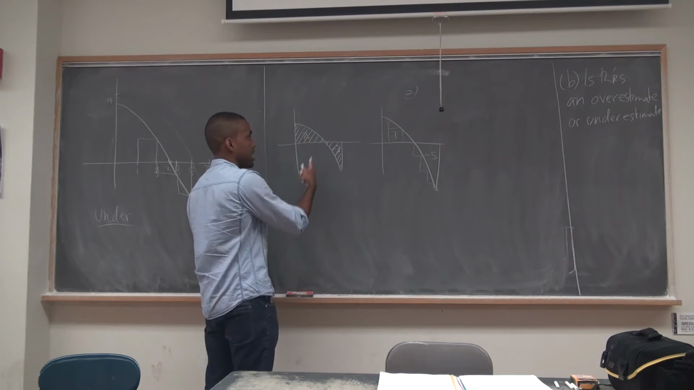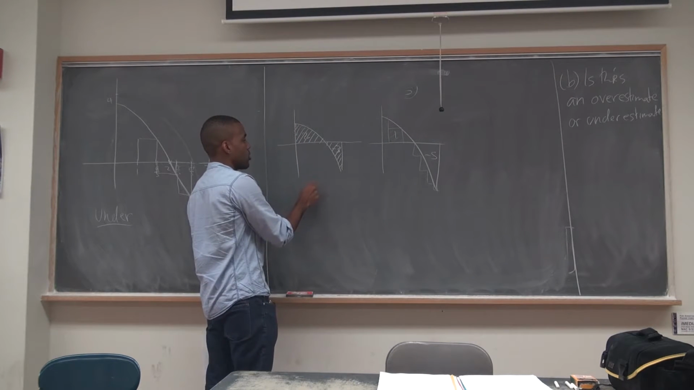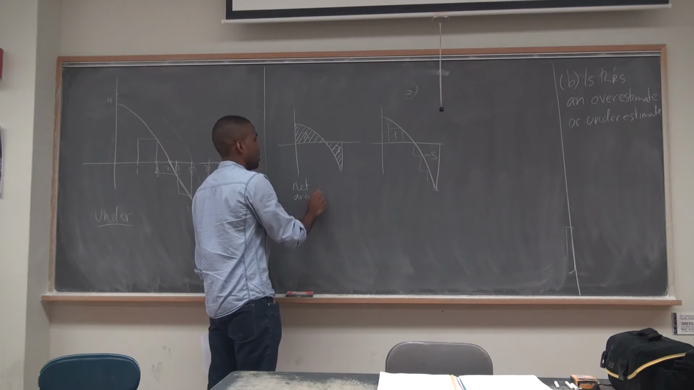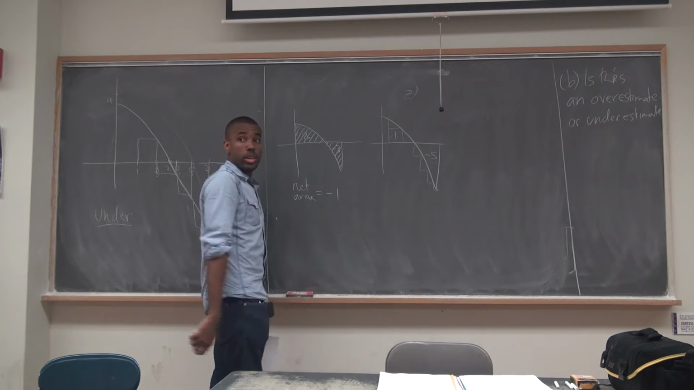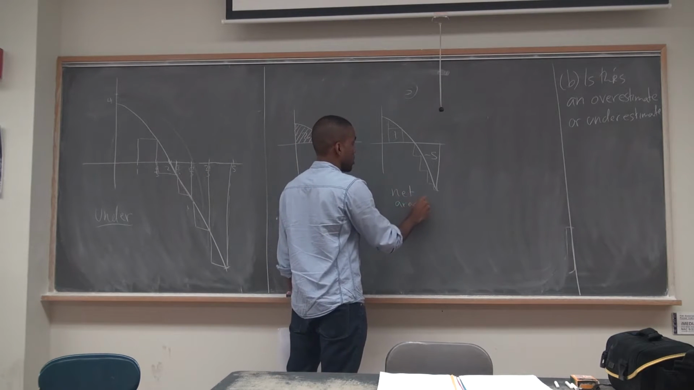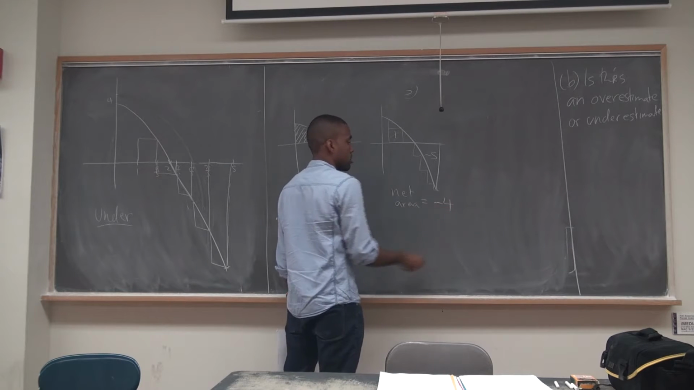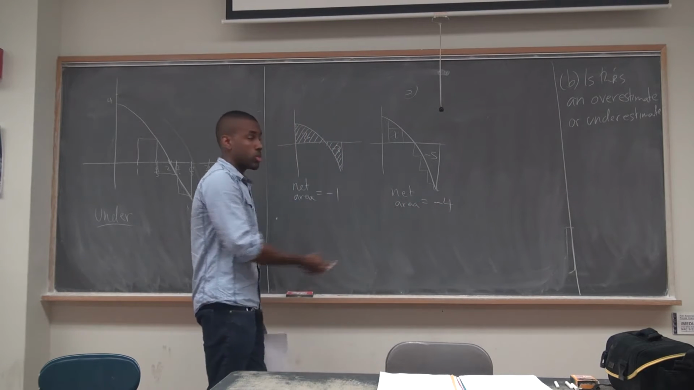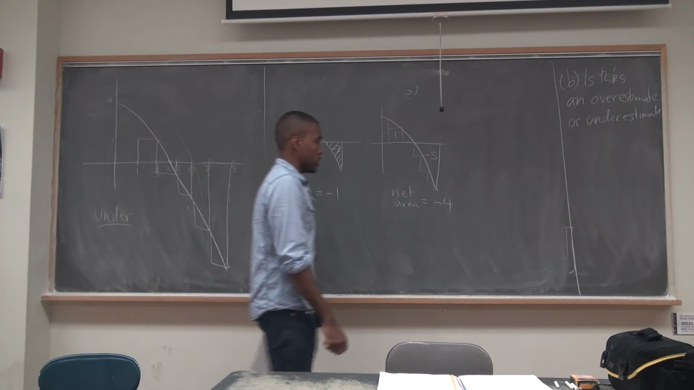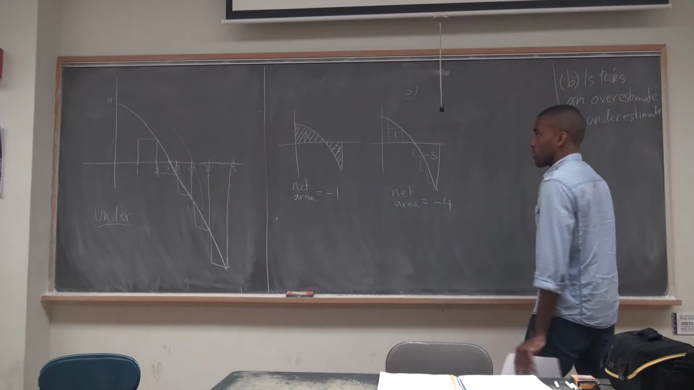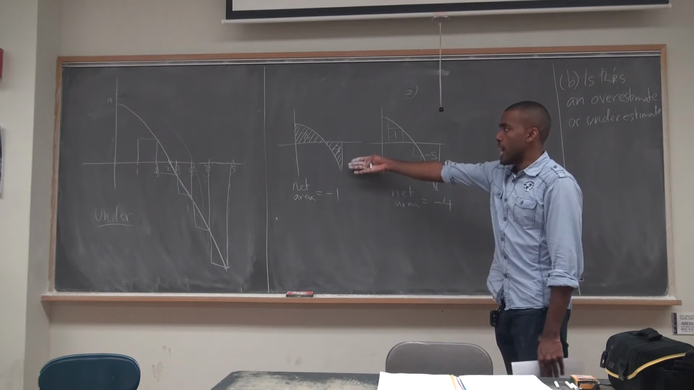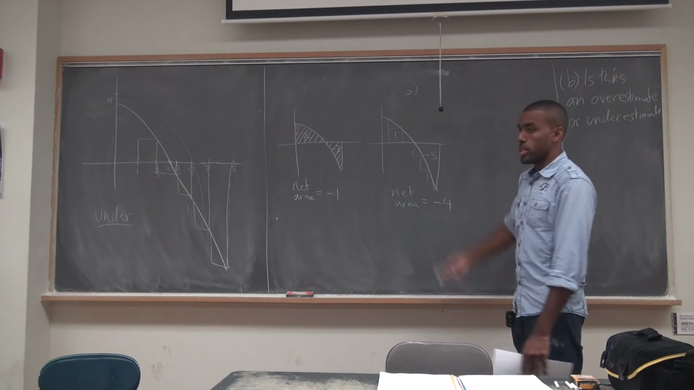So when I add these, this overall gives you the net area equals minus 1. Where over here, the net area would be minus 4. This is smaller. So it's an underestimate. Under means you're smaller. So in order to answer B, you'd have to compare what the actual answer would look like to what the approximation would look like.